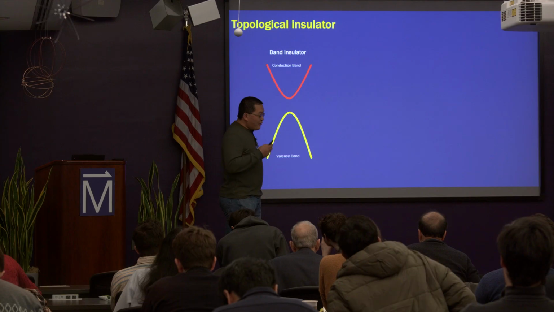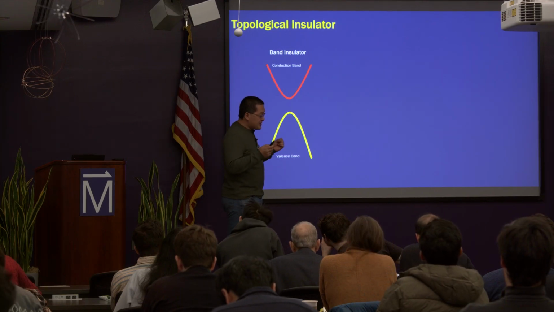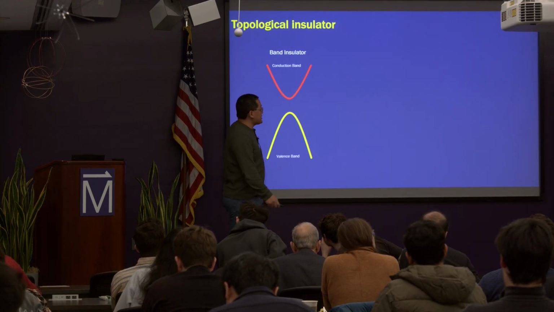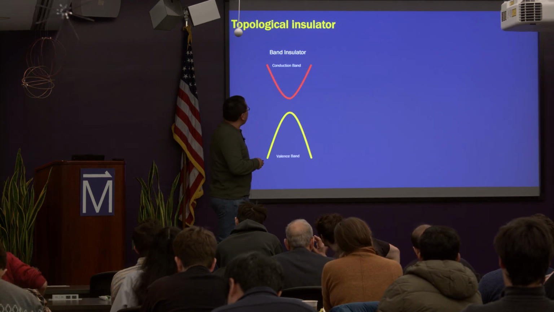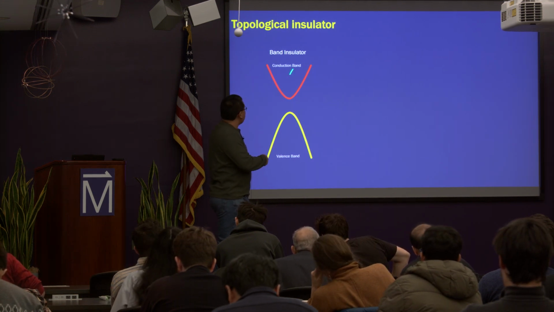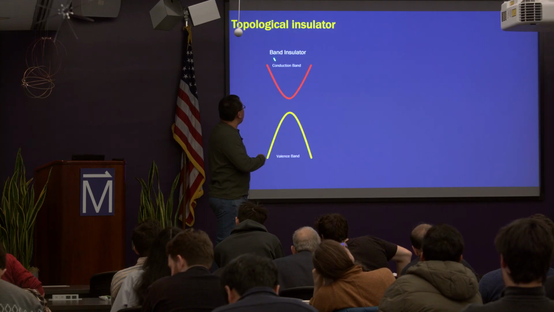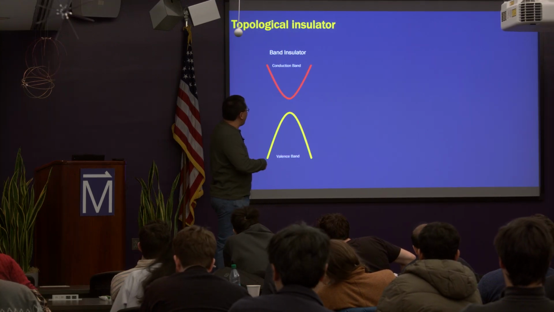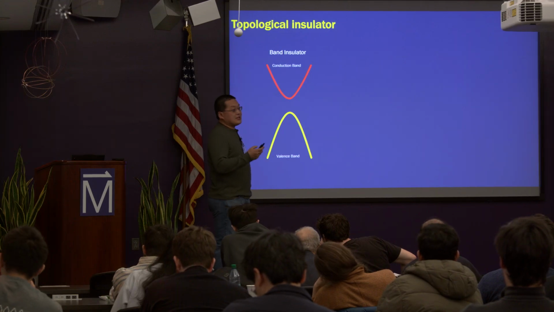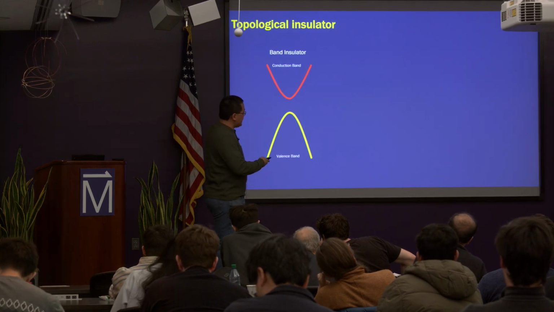So here, let me briefly introduce topological insulators. What is a topological insulator? I think most of the audience is familiar with topological insulators, so here I give a really brief picture. This is a band insulator. This is the conduction band and this is the valence band. We usually call this a band insulator or regular insulator.